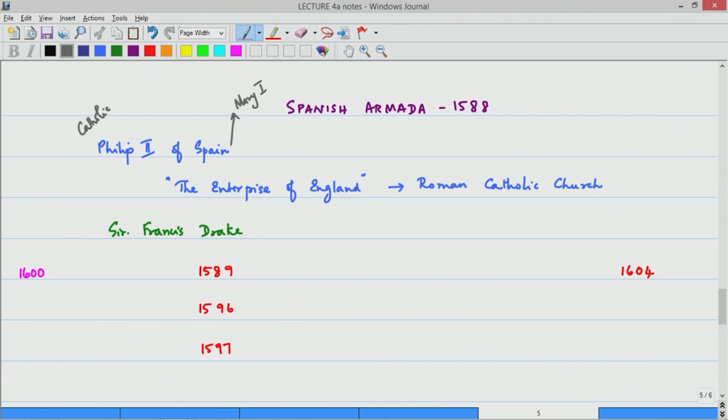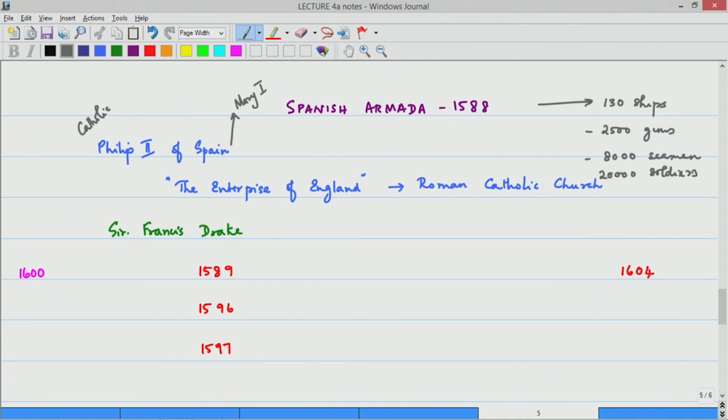And when we talk about the Spanish Armada, the enormity of it is very important to note. We know that the Spanish Armada was not any ordinary fleet. They had 130 ships, about 2,500 guns, 8,000 seamen, and 20,000 soldiers.